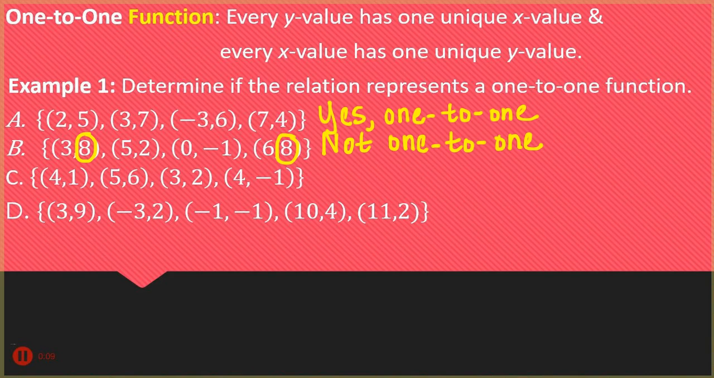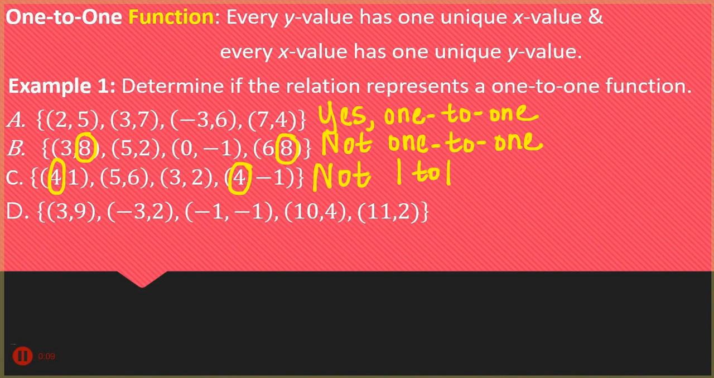Let's look at example C. Do we have any repeats? And we do. This example, 4 repeats. So this is not a function, nor is it one-to-one.